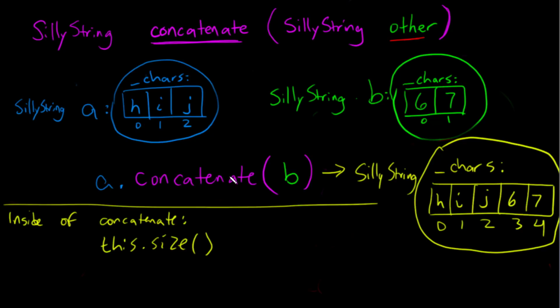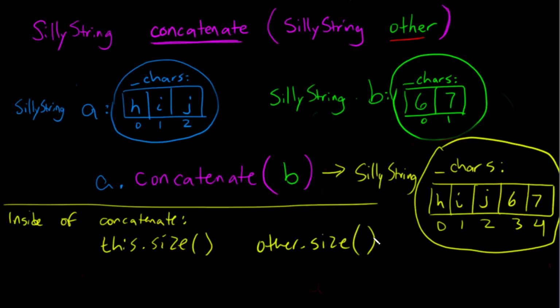All right, and so this.size, if we used this method call within the concatenate method, when the computer goes to evaluate A.concatenate with B, this is going to refer to A, right? This refers to the object a method was called on. How do we get B's size? B is going to be named other inside of this method, right? So the parameter other will be assigned B.